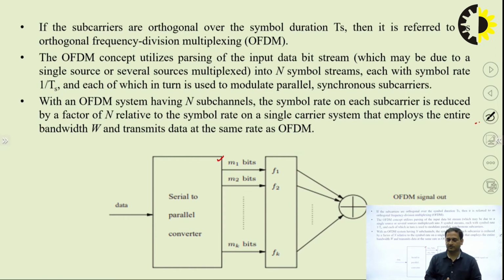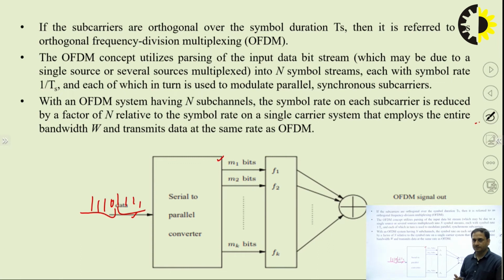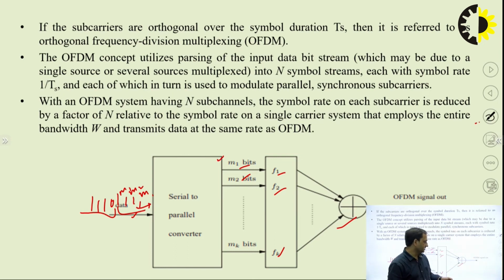For that we have the OFDM system, in which the complete data stream may be 110 like that. So some data stream is there and we take a bunch of different bit streams, and these bit streams are converted into parallel streams. This parallel stream is like, if this one is the M1 bit, this is your M2 bit and M3 bit, and so on. These bits are modulated by different frequencies and then combined, and the resultant of this is the OFDM signal.